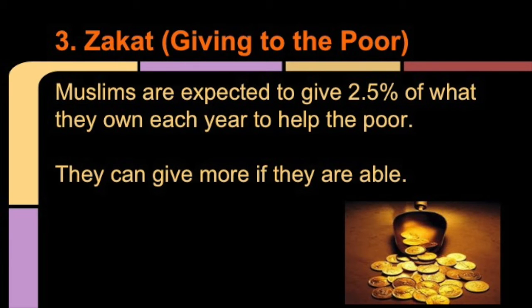The next pillar of faith is the zakat. This is giving to the poor. Muslims are expected to give 2.5% of what they earn and own each year to help the poor. They are able to give more than that if they have enough money or possessions to do so. This is a gift that is given every year, and it's to take care of those less fortunate in the world and especially in their communities.